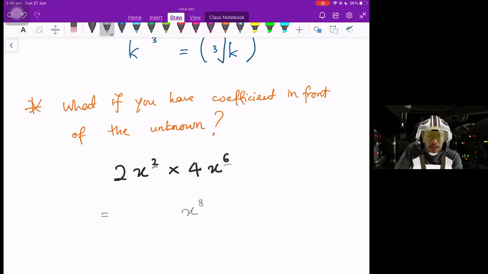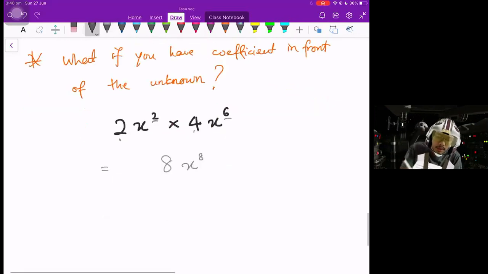But how about the coefficients in front? The numbers in front, what we need to do is just multiply the numbers. If you have a division, you just divide the numbers. So here, 2 multiplied by 4 is 8. So our answer is this. Now, I will give you another example.